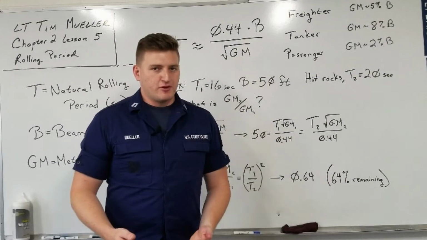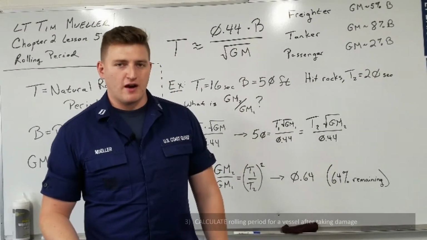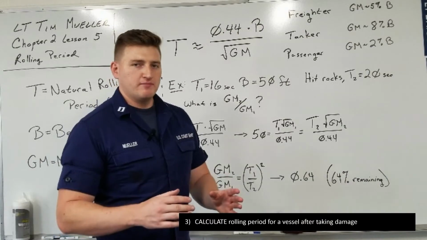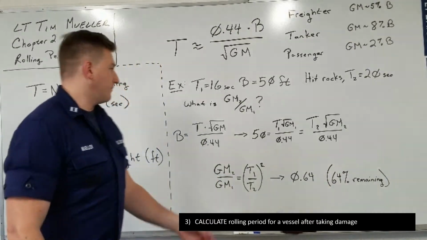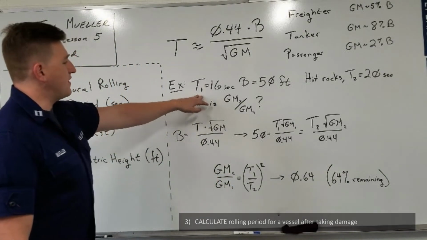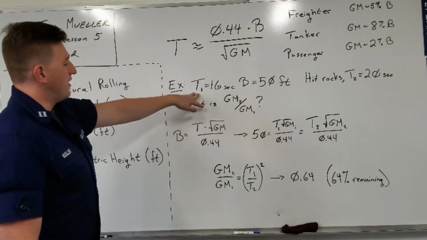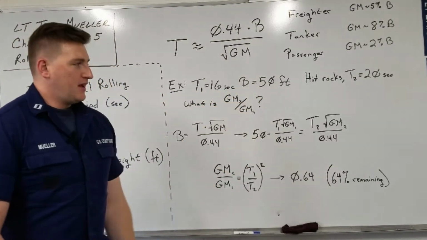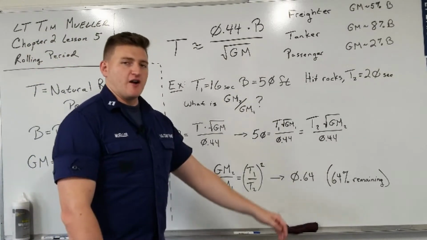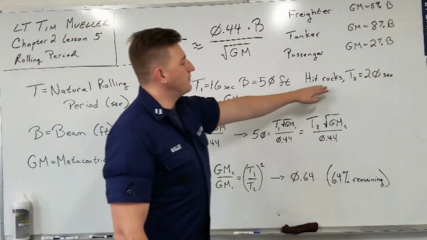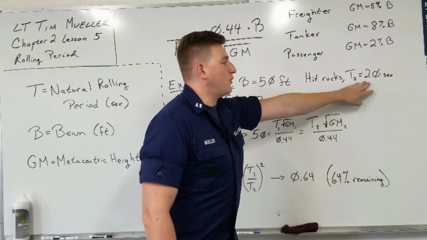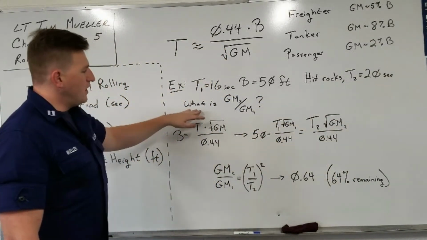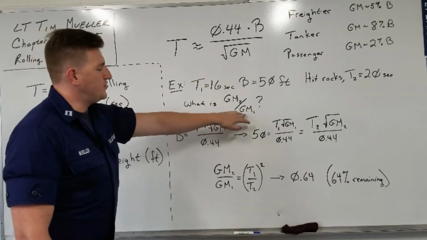All right, this formula is pretty simple. Let's go into a quick example problem and see just how rolling period and metacentric height are related. In this example, we have a vessel at an original loading condition of 16-second rolling period with a 50-foot beam. Now, let's say this vessel hits some rocks, it floods out one of its holds, and now its rolling period is 20 seconds. What is GM2 divided by GM1?